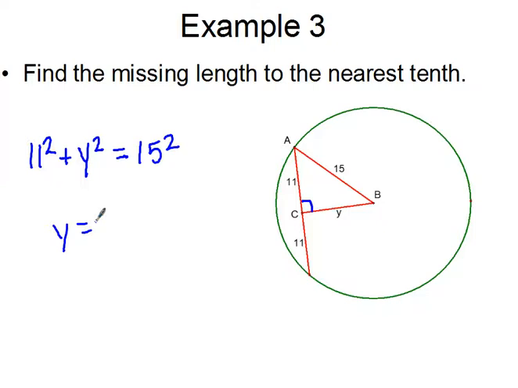Alright, so you do your Pythagorean theorem, and I initially get 2 root 26, but it says to the nearest tenth, so that would be 10.2, and we have no units, so we don't have to worry about that part.